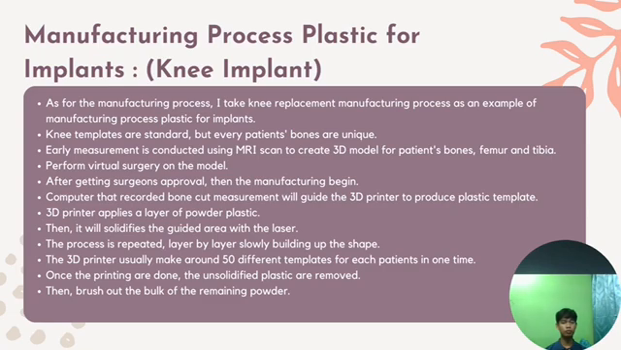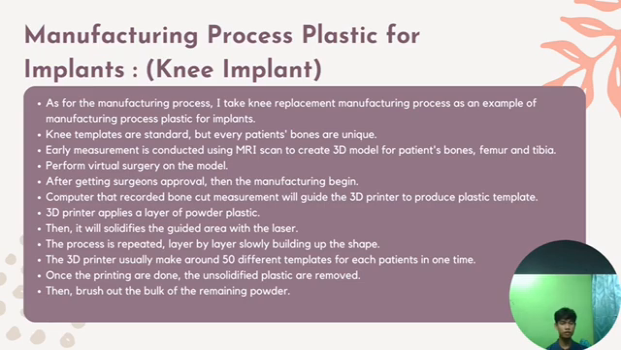The 3D printer will apply a layer of powder plastic, and it will solidify the powder plastic with a laser at the guided area of the given measurement. Then the process is repeated layer by layer slowly until it builds up the shape. The 3D printer usually makes around 50 different templates for each different patient at one time. Using a laser, the manufacturer will inscribe the patient's name and ID codes on each part and template. Once the printing is done, the unsolidified plastic is removed.